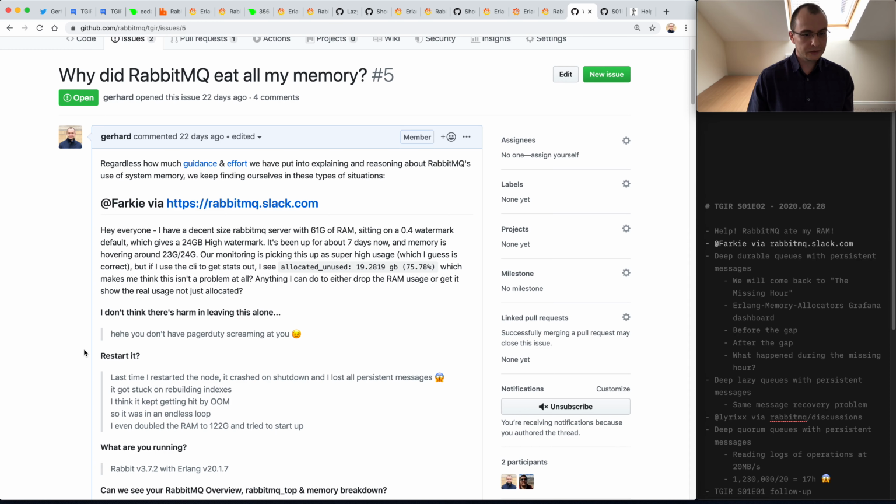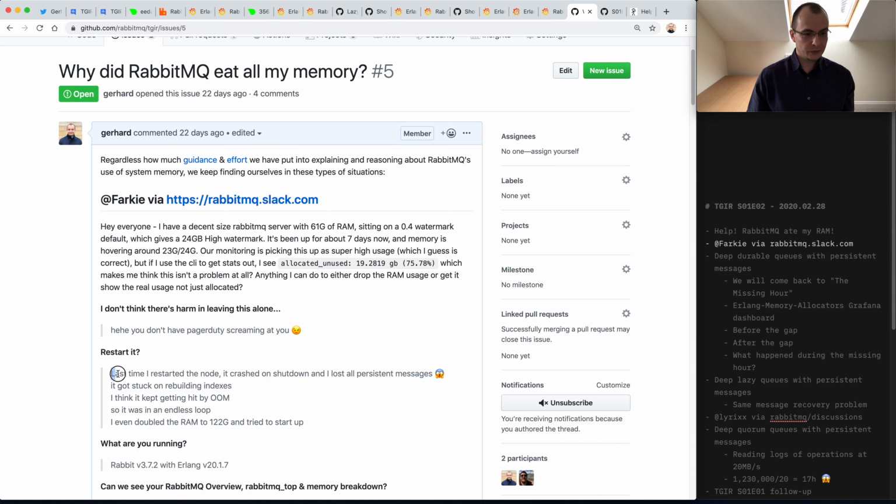The other issue that Farkey has been having is that when he restarts the node, it crashes on shutdown, and he lost all persistent messages. That was like one incident. The other one is that he got stuck on rebuilding indexes, which is something we will look into as well. And he keeps getting hit by out of memory.